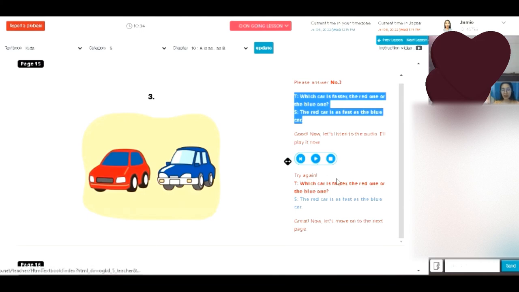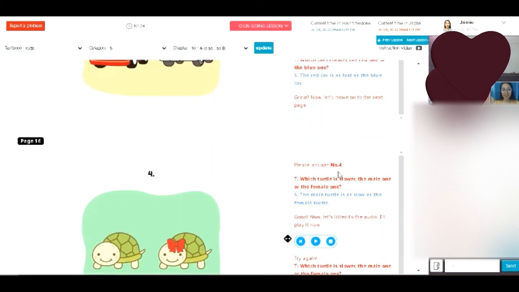Okay, let's do that one more time. Which car is faster, the red one or the blue one? The red car is as fast as the blue car. Okay, very good. Let's move on to number 4.